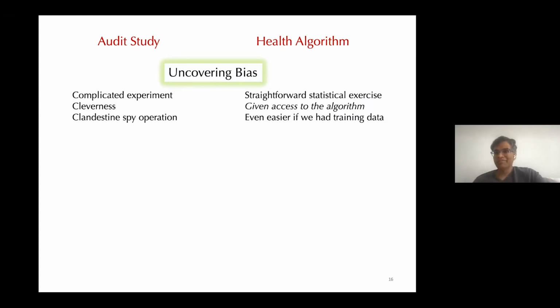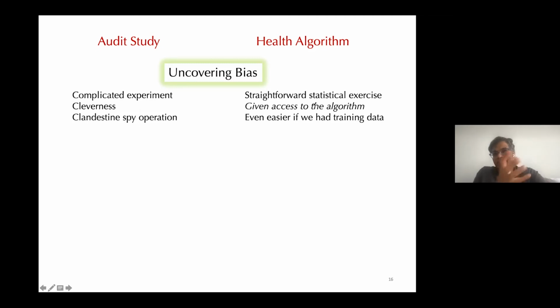With the health algorithm, boy, was it easy. Getting access to the algorithm is one thing, but given access to the algorithm, it was about as straightforward a statistical exercise as you can imagine. Now, this is confusing because many people in the literature will argue that algorithmic bias is hard to detect. It's actually very straightforward to detect in the relative sense.